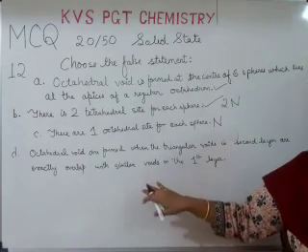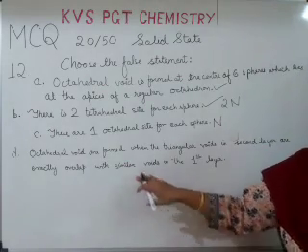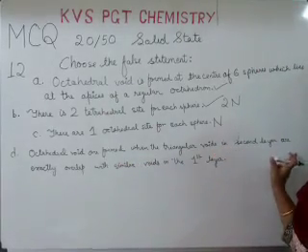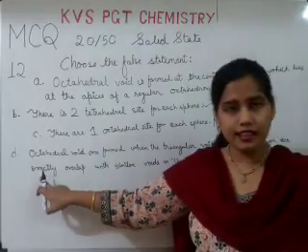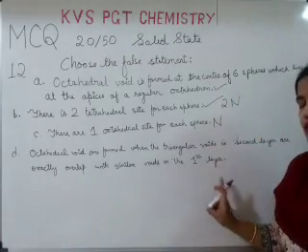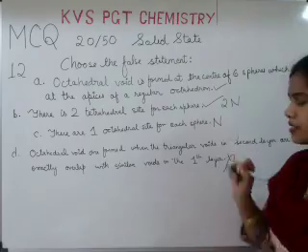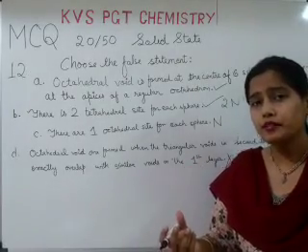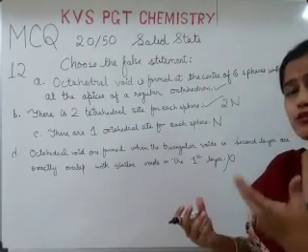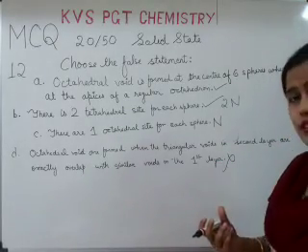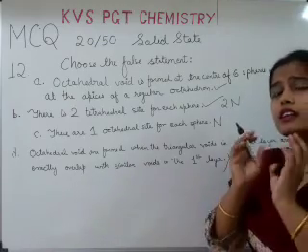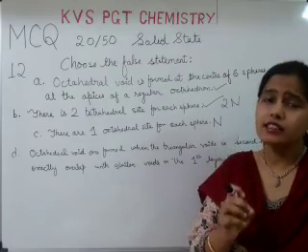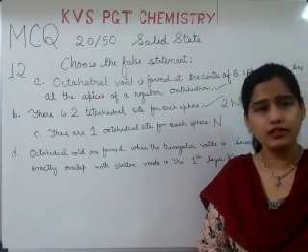Now dear children, see the last option. Octahedral voids are formed when the triangular voids in the second layer exactly overlap with similar voids in the first layer. So this is a wrong statement. Why, student? Because octahedral void is formed when the triangular voids of the second layer overlap with the first layer, but the portion which is a non-overlapping zone leads to the formation of octahedral void.